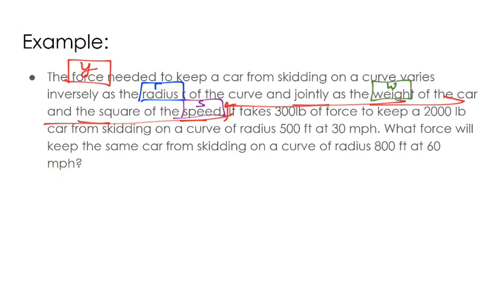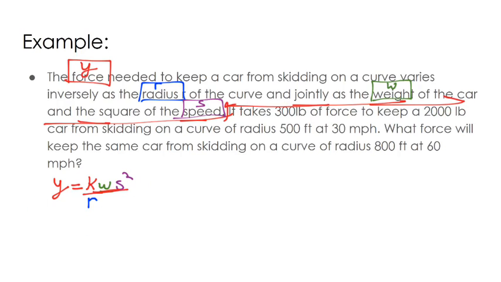So the force needed to keep a car from skidding on a curve, we're going to have our k, don't forget about the k value, varies inversely with the radius, that means the radius in the denominator, and jointly with the weight of the car and the square of the speed. Hopefully you saw how I set up. If it says it varies directly or jointly, it means we're up here in the numerator. If it varies inversely, we're down here. So we have all sorts of stuff going on in this problem.